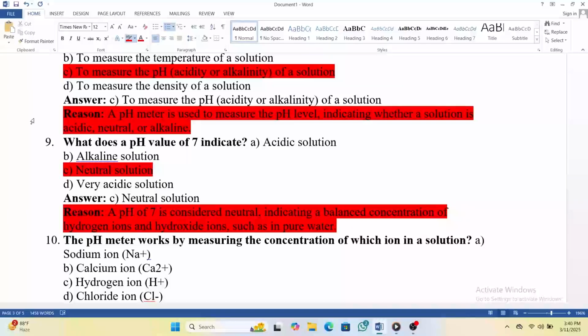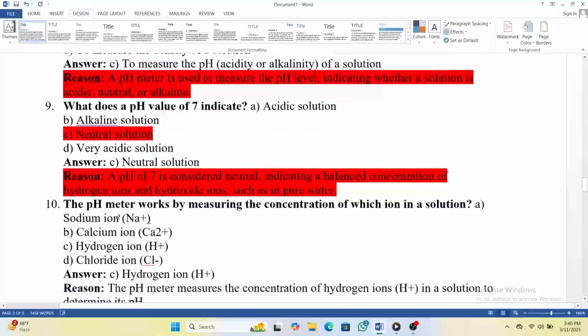9. What does a pH value of 7 indicate? A. Acidic solution. B.